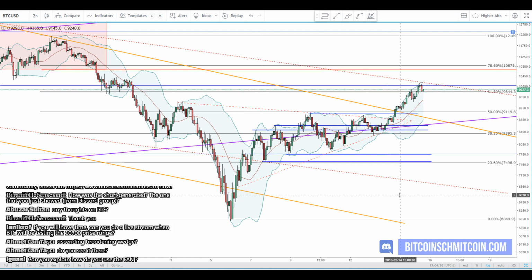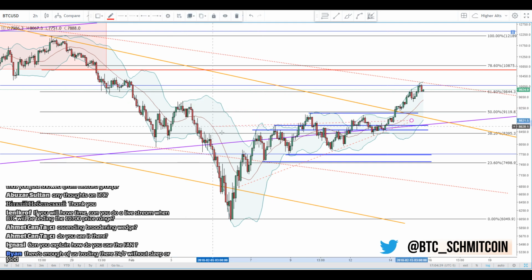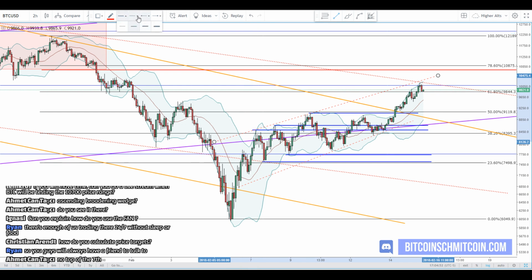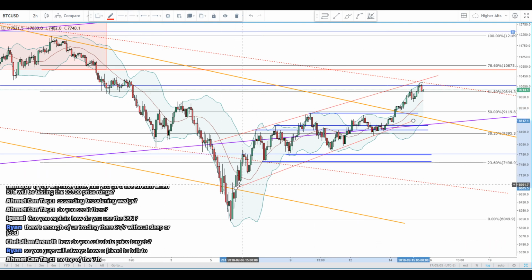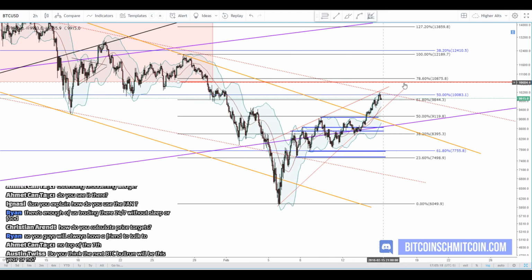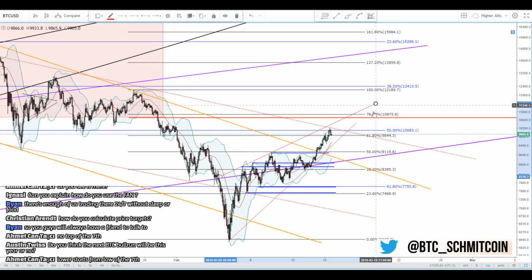Ascending broadening wedge. Do you see it there? No, I don't. So what, this thing? That guy? Something like that. Yeah, there's a nice little wedge there. Nice ascending wedge, as Bitcoin likes to do. It loves ascending wedges, but it likes to break them upward. Yeah, good guy. I'll have to keep an eye on that as well. This totally could be another ascending wedge.